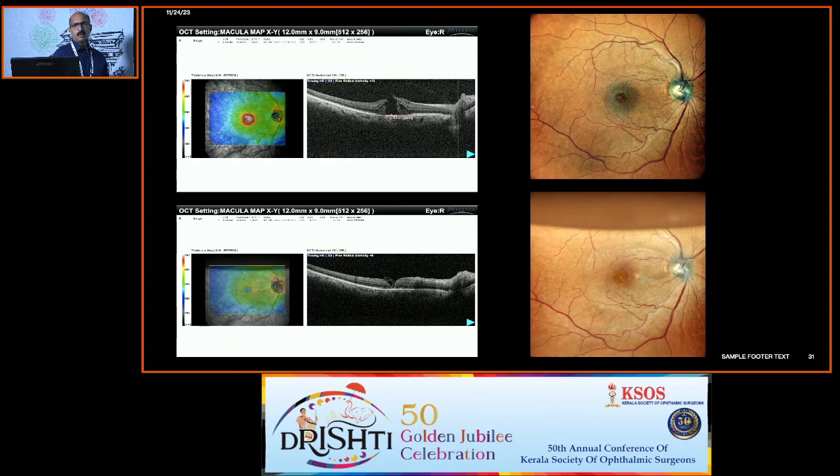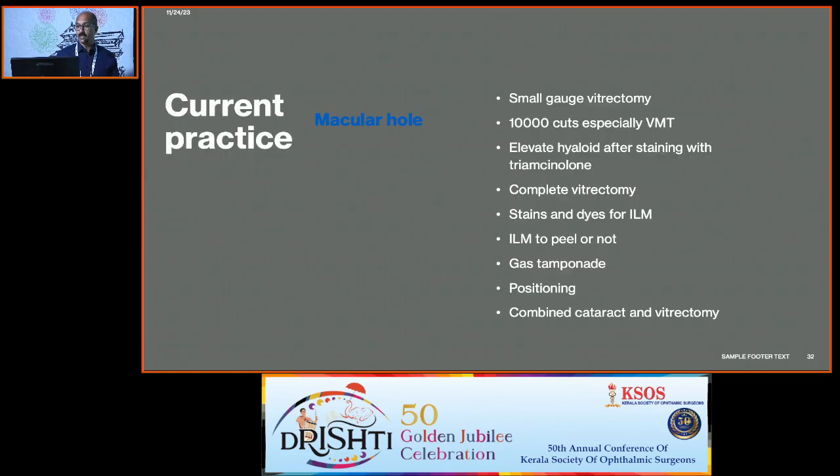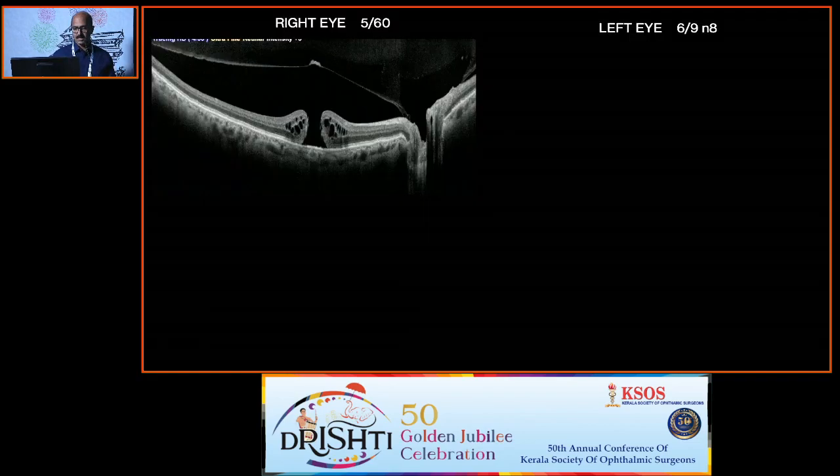So the concept about macular hole surgery: we do internal limiting membrane peeling in almost all cases, and in larger macular holes, we bridge the gap of the hole with internal limiting membrane to facilitate closure and better anatomical integrity. So the current practice is that, and here is yet another patient.